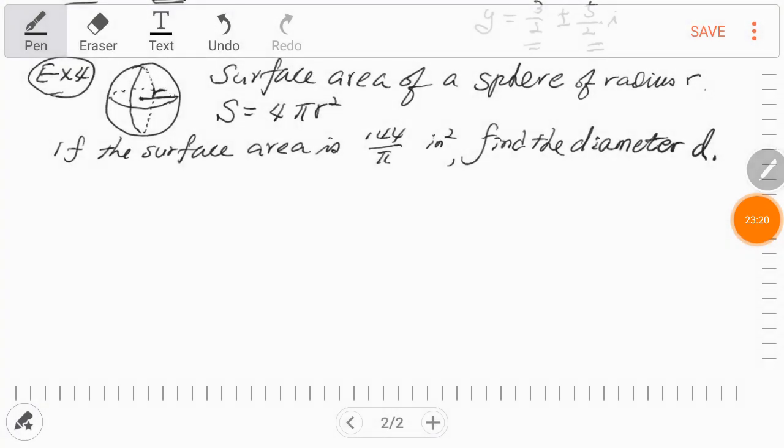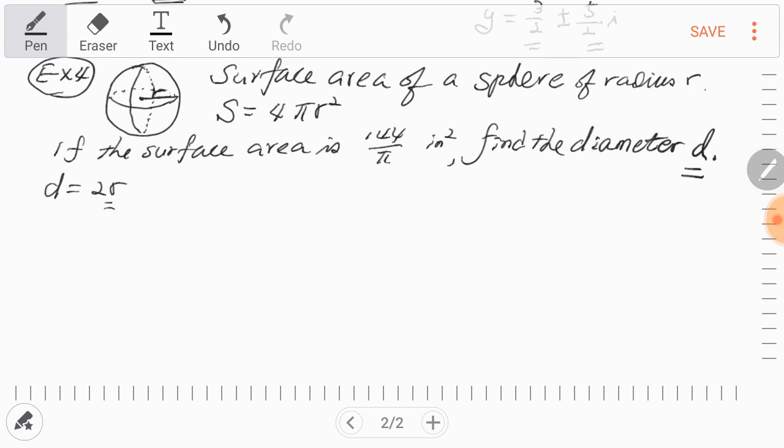Okay, this example is about surface area. Okay, the surface area of a sphere that has the radius r, then the formula is 4 pi r squared. Okay, r is the radius, then the diameter is what? 2r, twice the radius. So we want to find the diameter, which is 2 times the radius. So in order to find the diameter, we gotta know the radius. And the surface area is given, 144 over pi square inches.